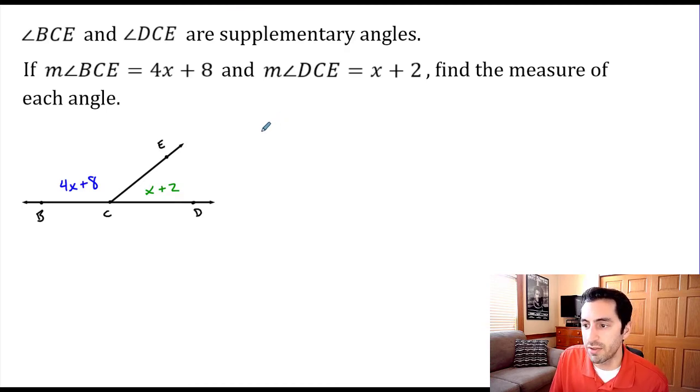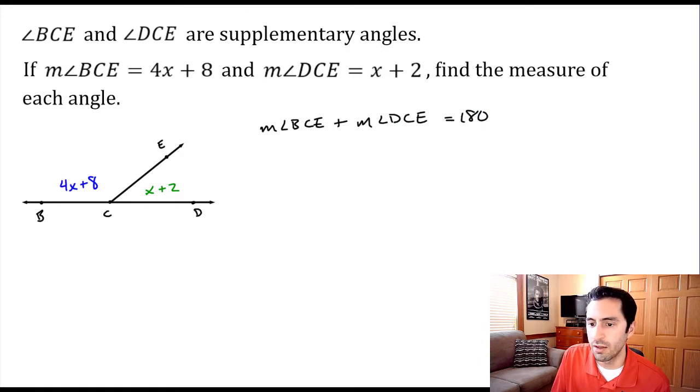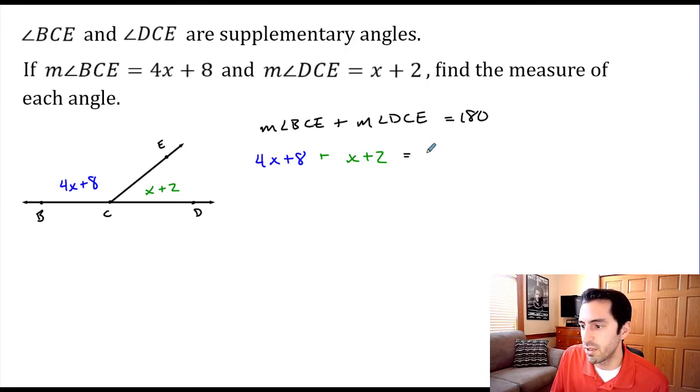So our definition of supplementary says that if I add these two angles together, because I know they're supplements, I know that they have to add to 180 degrees. And then substituting in what we're given, 4x plus 8, and then our other angle is x plus 2. Altogether, this is going to be 180.